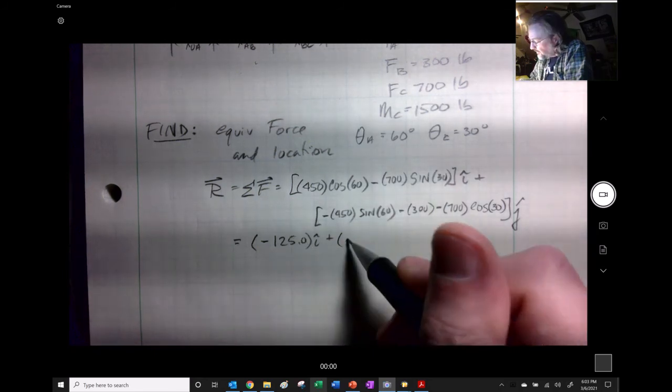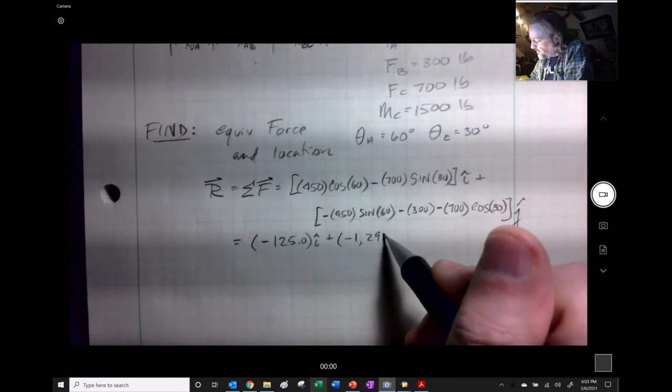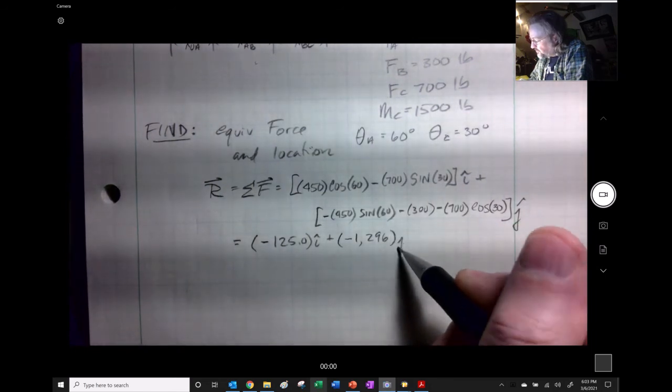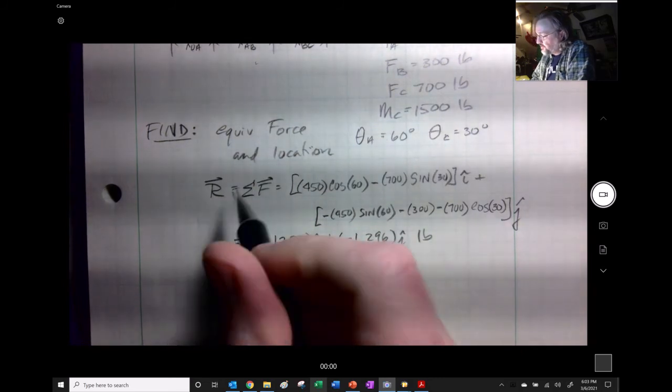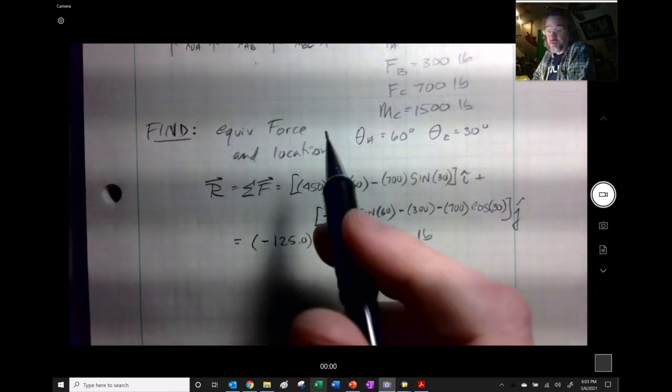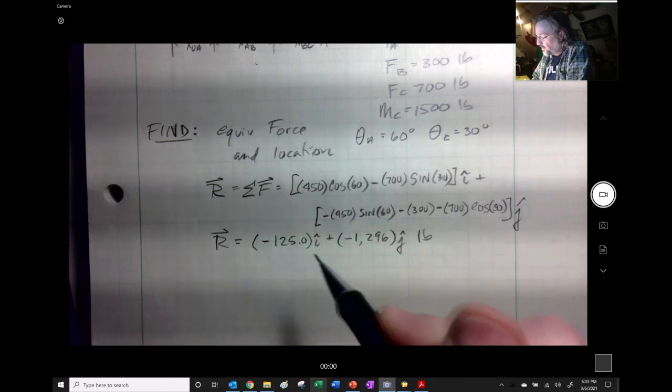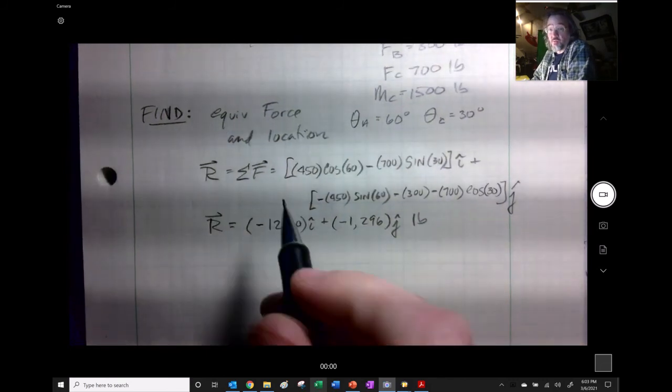So we get a negative 1,296j, and these are pounds. All right, so this is going to be the force. This is going to be the answer to the equivalent force. But now we need to figure out where we should put it.